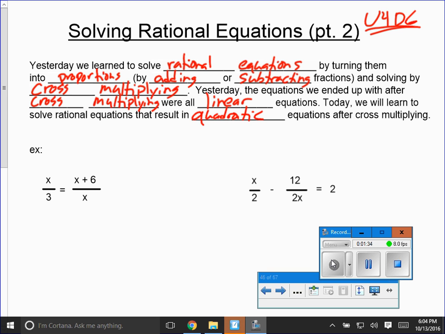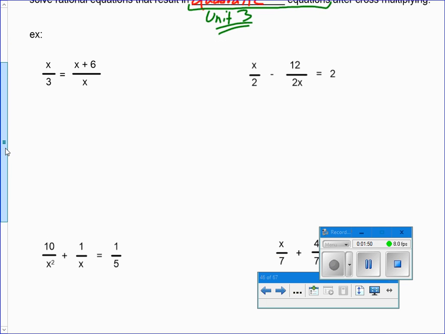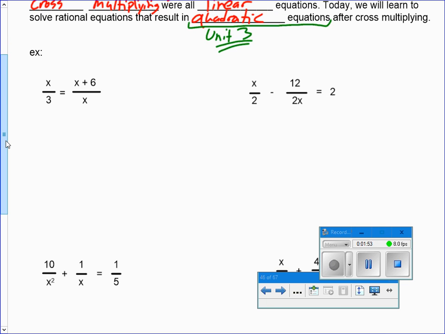Alright, remember though, if you ever need help remembering how to do these, if you forgot how to do this from the last unit, you can look back at the Unit 3 videos and see everything we did there was solving quadratic equations. So what we're going to do is we'll go through both of our two different ways for solving rational equations.